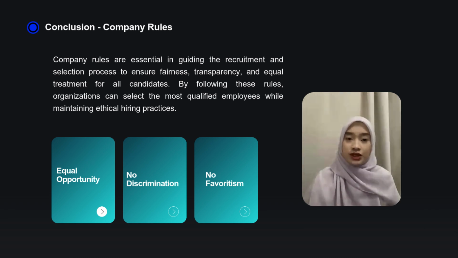Company rules are essential in guiding the recruitment and selection process to ensure fairness, transparency, and equal treatment for all candidates. By following these rules, organizations can select the most qualified employees while maintaining ethical hiring practices. First, equal opportunity means every applicant is given the same chance to apply and compete for a position regardless of their gender, race, religion, age, or background.